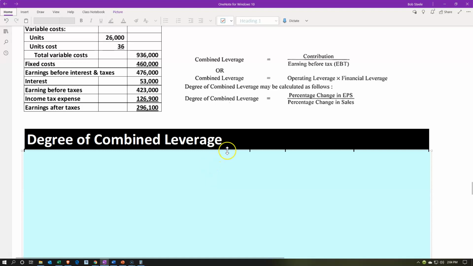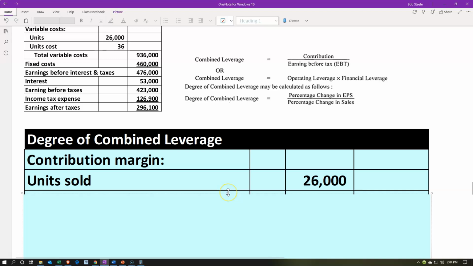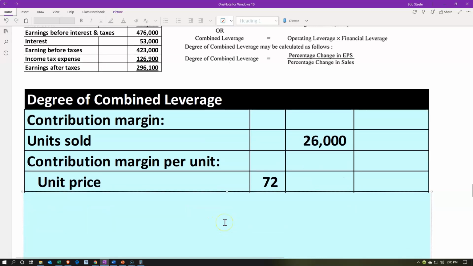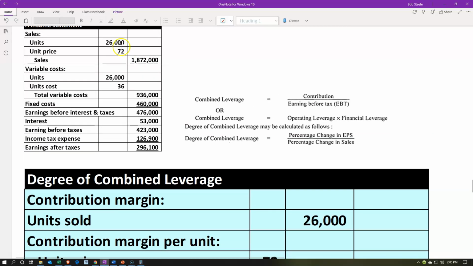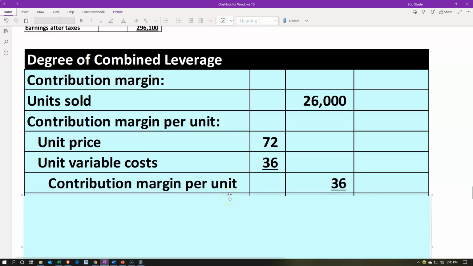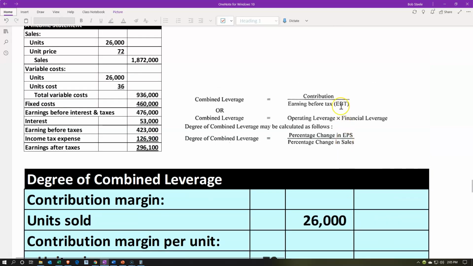We have the degree of combined leverage, which we can calculate as the contribution margin. This is the numerator. We'll recalculate the contribution margin, as we've seen in the past when we did the degree of operating leverage. We're going to take the units, which are going to be 26,000 that we're going to sell, and then the contribution margin per unit, which is $72 minus the variable cost of the 36. Contribution margin per unit being 36, then 36 times the 26,000 gives us our contribution margin of 936,000. That's going to be our numerator.